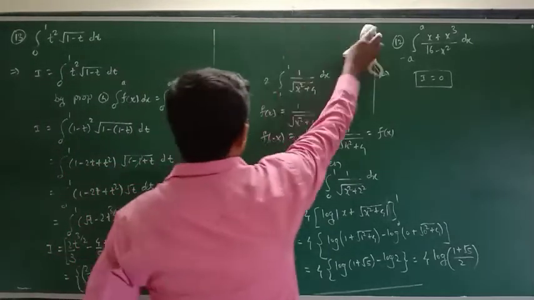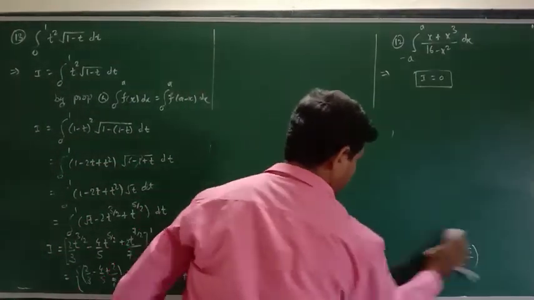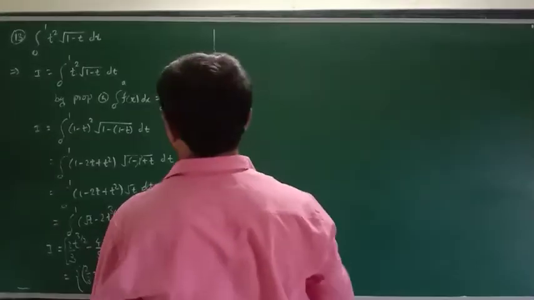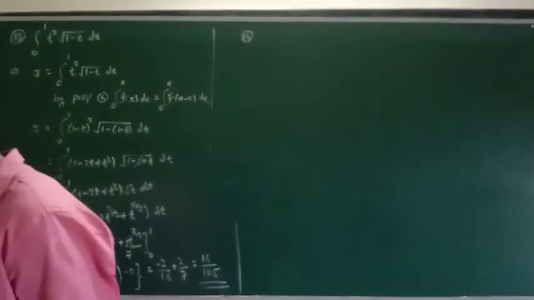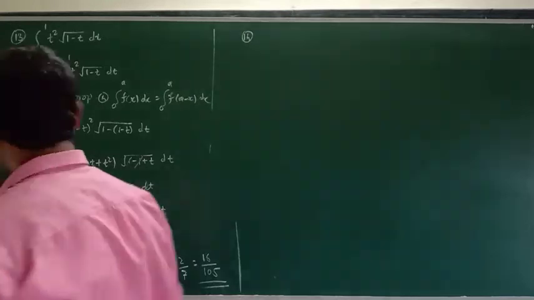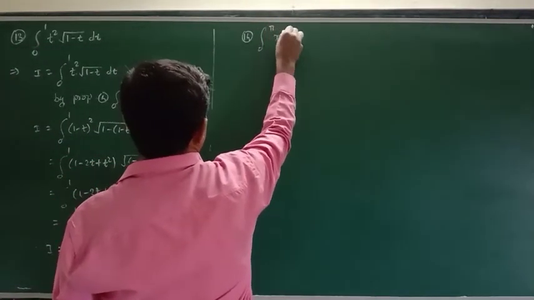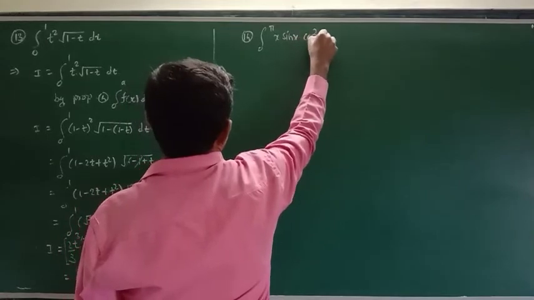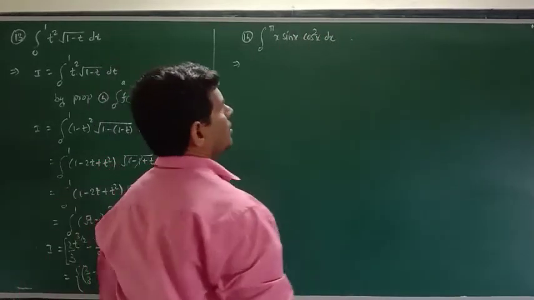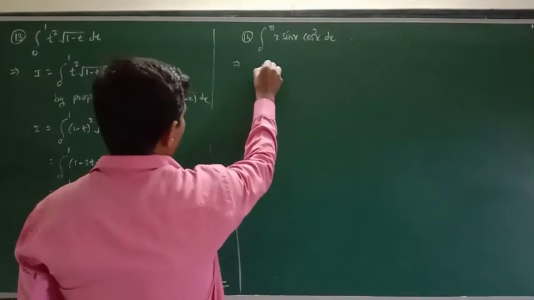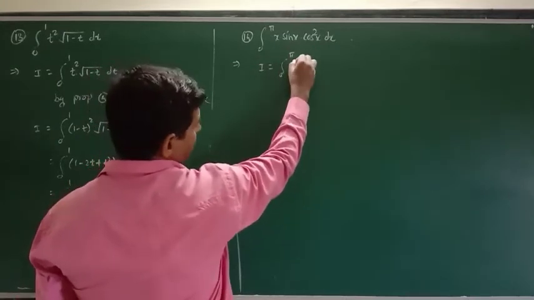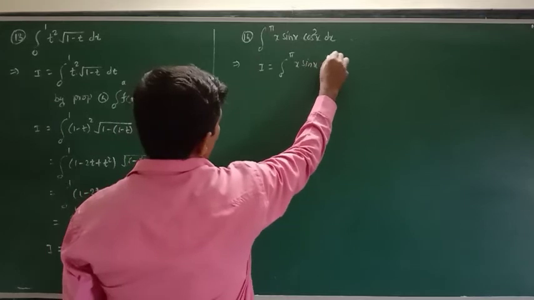Okay. Now see the next example. Question number 14. What they have given here: the integral from 0 to pi of x sin x into cos square x dx. For this example, again I utilize the property. See, if I denote this integral by I, the integral from 0 to pi of x sin x cos square x dx.